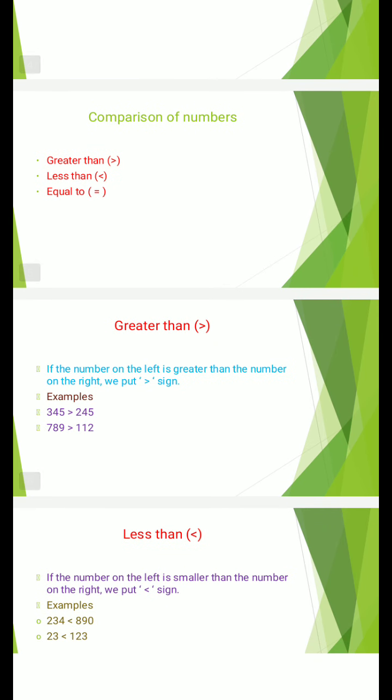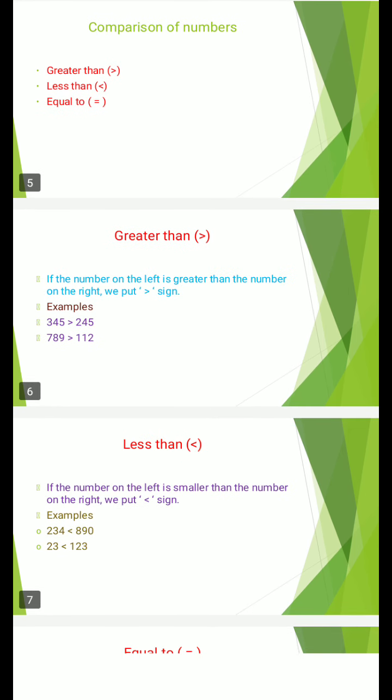Greater than means if the number on the left is greater than the number on the right, we put the greater than sign. If we are given the numbers 345 and 245, the number on the left is 345 and the number on the right is 245. It says that the number on the left is greater than the number on the right. So we put the greater than symbol. 345 is greater than 245.